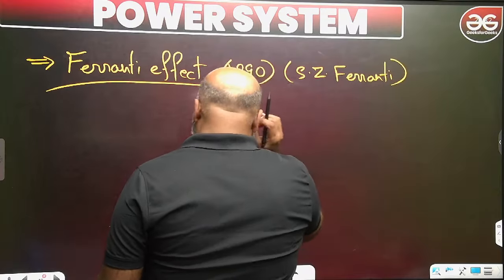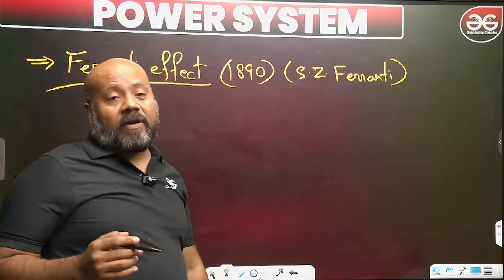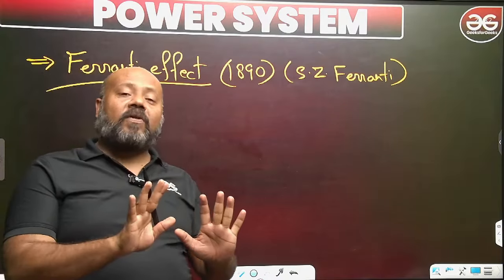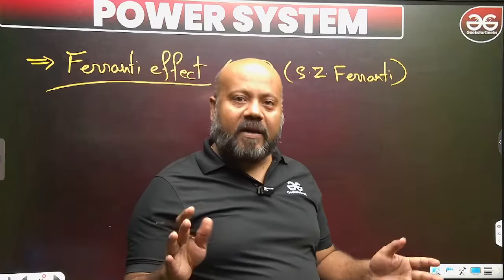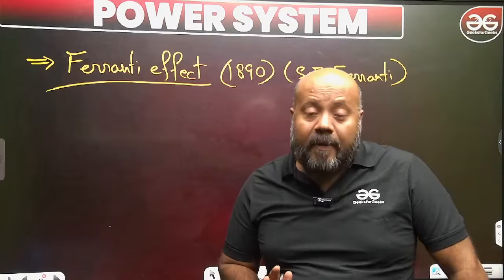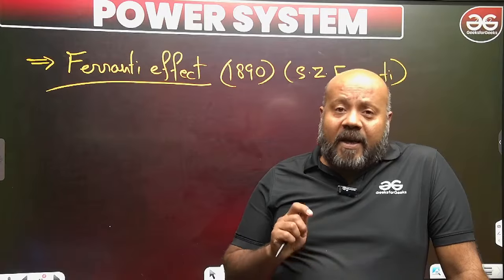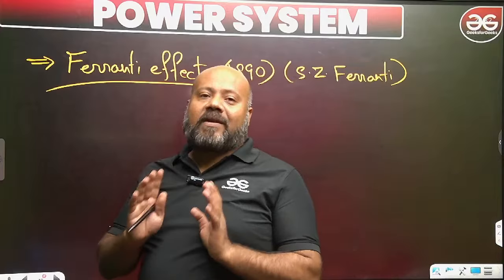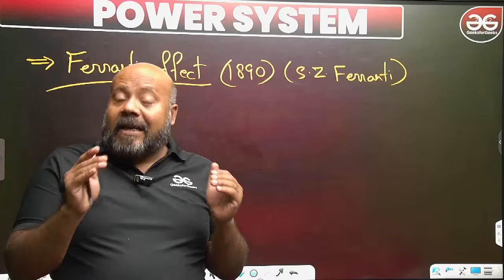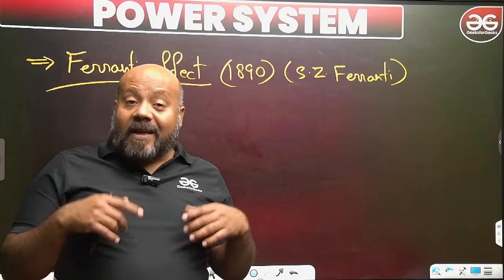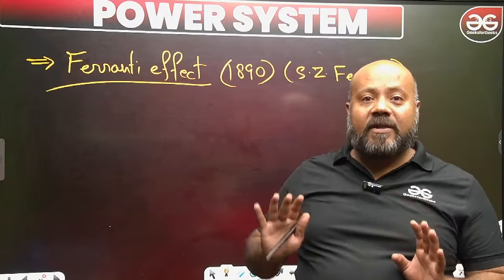What is that interesting thing? In general, when we talk about any electrical circuit, we say that current will always flow from a higher potential to a lower potential. This is the most common understanding we have for electrical circuits as far as KCL and KVL are concerned. But this fellow observed something very unique. He observed that if you have a transmission line, or simply a circuit, under a light load or no load condition, the receiving end voltage magnitude was higher than the sending end voltage.